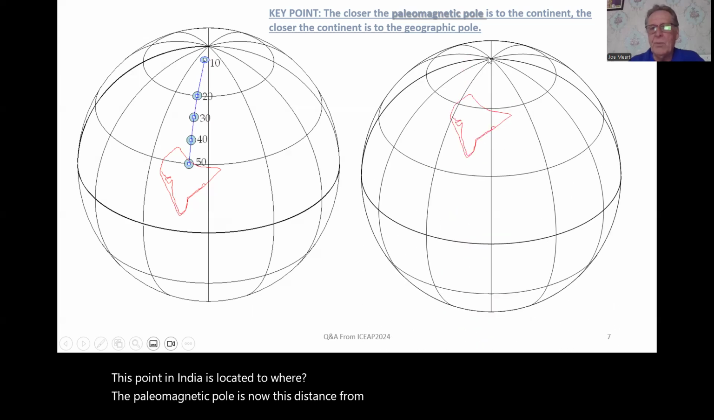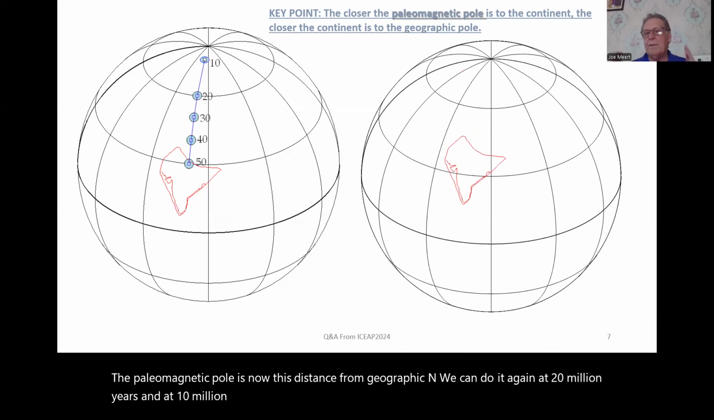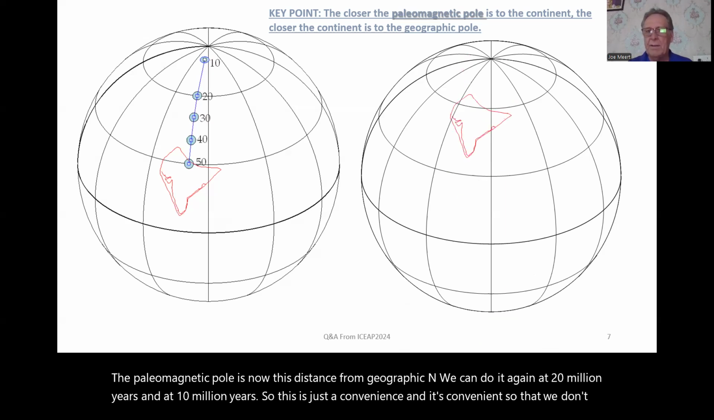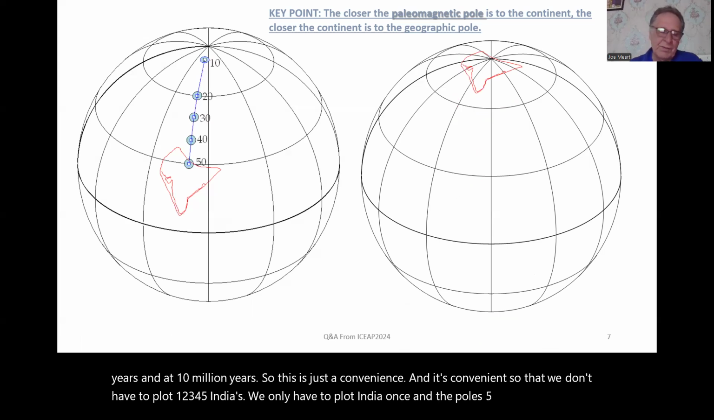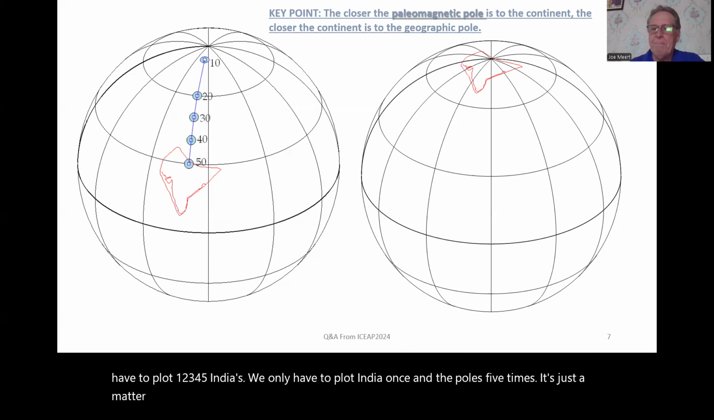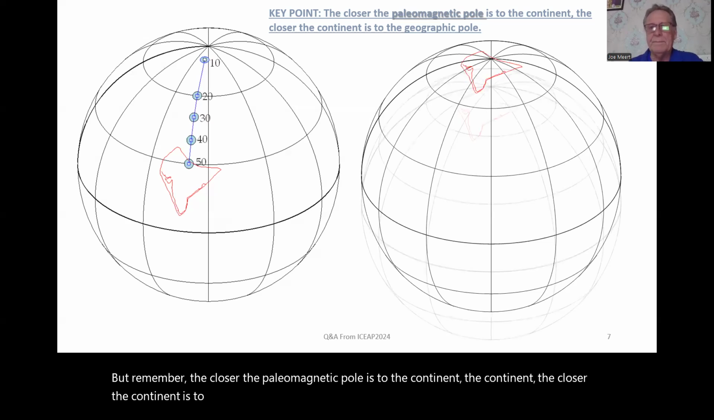We can do it again at 20 million years and at 10 million years. So this is just a convenience, so that we don't have to plot 1, 2, 3, 4, 5 Indias. We only have to plot India once and the poles 5 times. It's just a matter of convenience, and it's confusing, but remember, the closer the paleomagnetic pole is to the continent, the closer the continent is to the geographic pole.